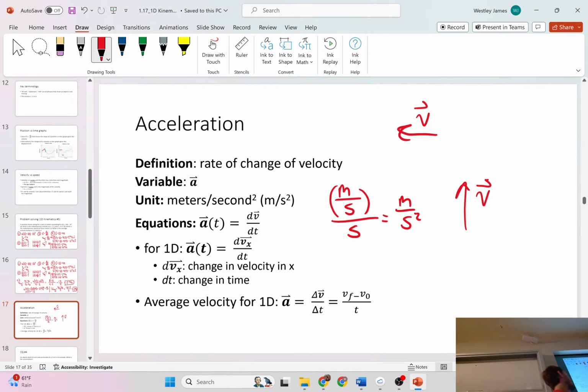Acceleration is the change in velocity over time. So just take your unit for velocity, divide it by the unit for time, and bam, meters per second squared. That's where it comes from. It comes from the logic behind it.